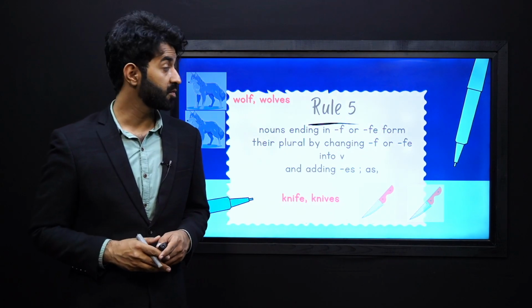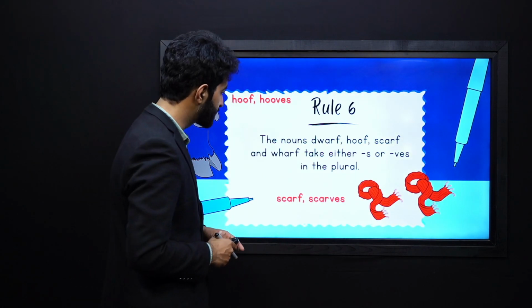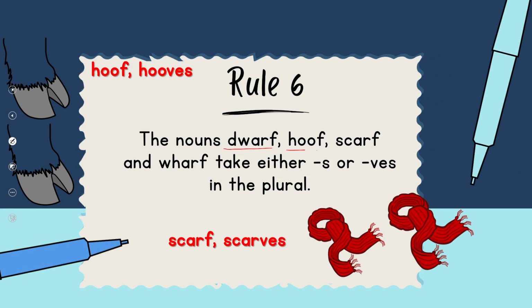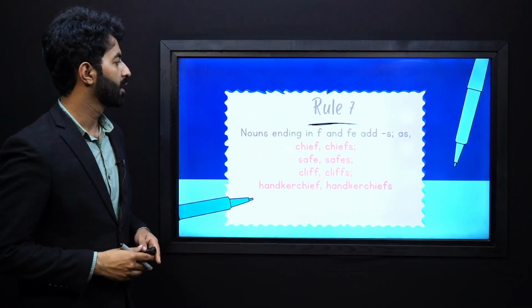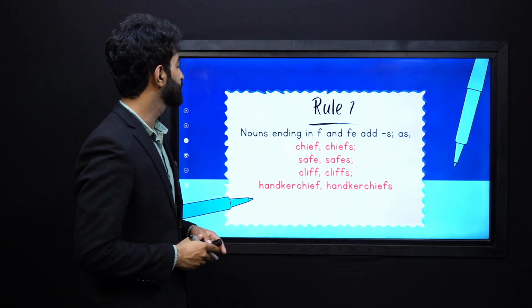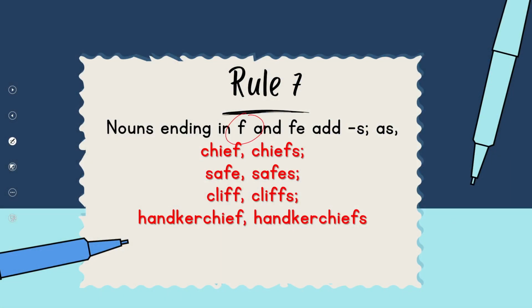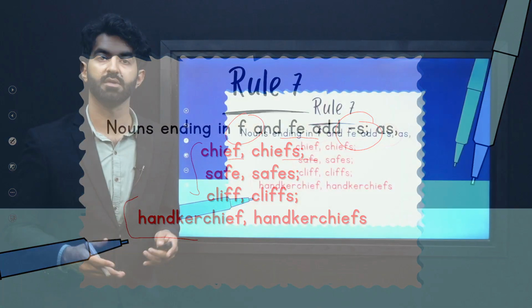So next rule is rule number 6. The nouns dwarf, hoof, scarf and wharf take either s or ves in the plural. F will be ves, hoof will be hooves. Rule number 7 is nouns ending in f and fe add s. All these examples are here in front of you. Chief will be chiefs, and you can read these examples by pausing the video.